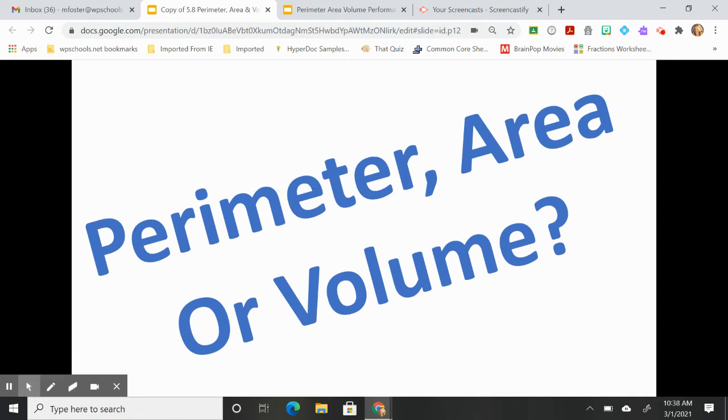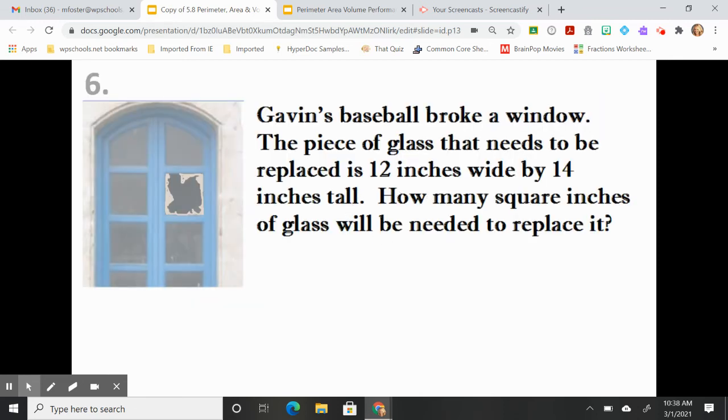So the other part to this unit is being able to determine whether you need to find the perimeter, area, or volume. So if we were talking about replacing this glass window pane that Gavin broke with his baseball, if we had to replace this glass window pane, would we need to find the perimeter, area, or volume for the glass? Think about that. Perimeter is the distance around. So think about things that have a border. Okay, are we just putting a border of glass in there? Are we putting an entire flat piece of glass in there? Or are we filling that space with glass? Sully? Yes, we would be finding the area of that space. And so we would just multiply 12 times 14 to get that.